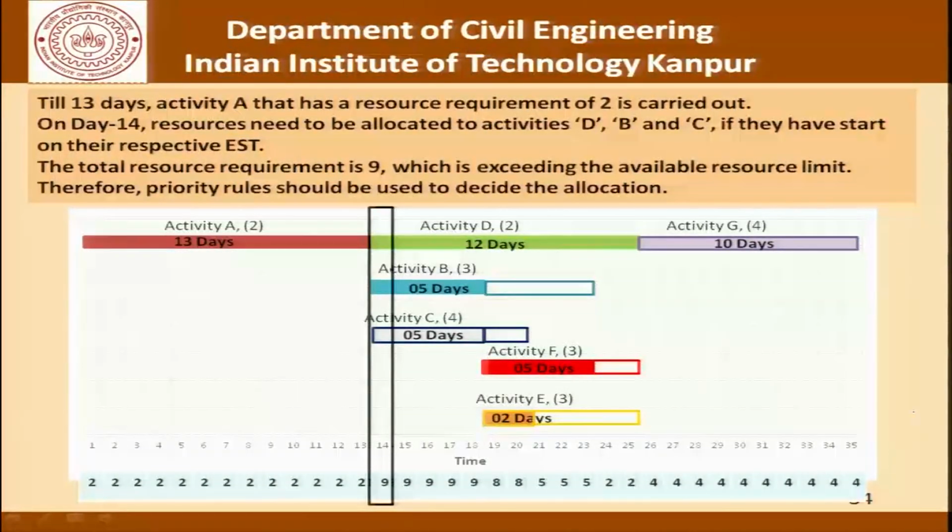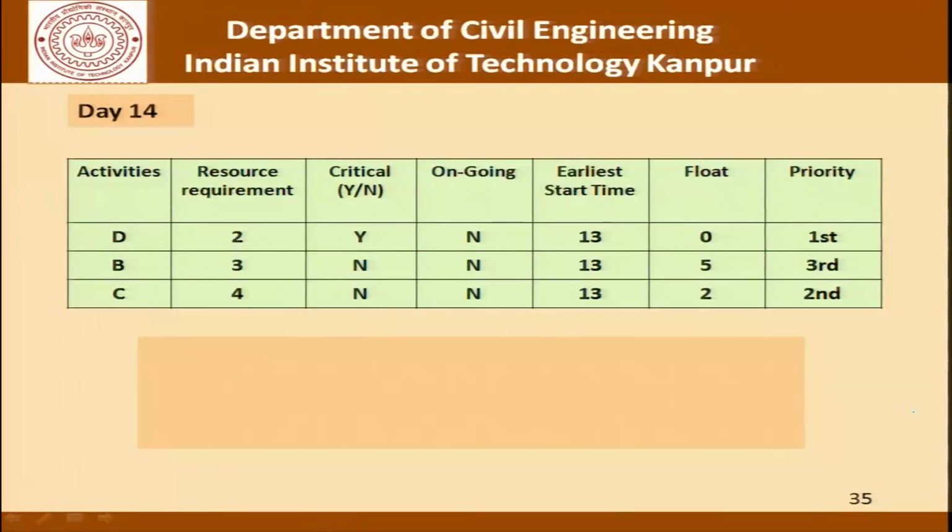How should the resources be allocated? And for that we go to the rules that we have just gone through. If we look at this tabular representation of the rules, we have activities D, B and C competing for the resources. The resource requirement for these activities is 2, 3 and 4 respectively, and we write down whether these activities are critical or not, whether they are ongoing or not, what is the earliest starting time of these activities, what is the float. Now based on this we have to assign the priorities.